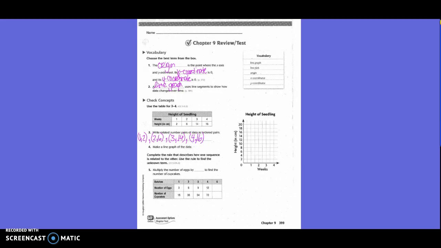And this is make a line graph of the data. So we first go to what? 1, 2. Next one, 2, 6. Next one, 3, 14. Next one, 4, 16. Okay. And then we connect all the dots, right?